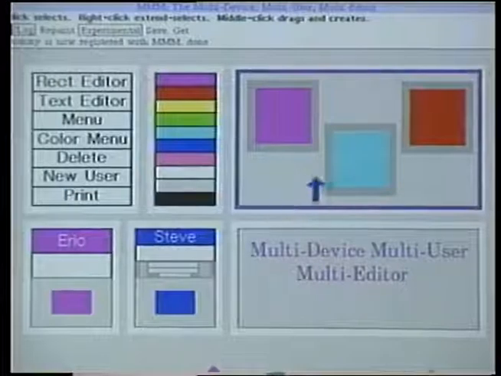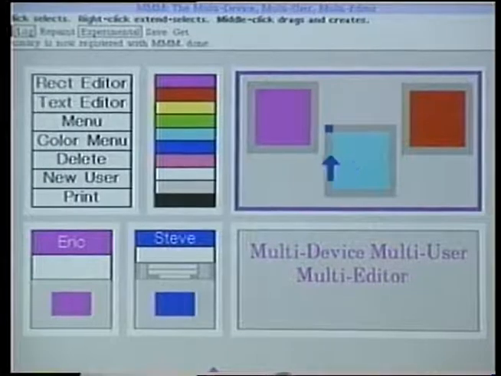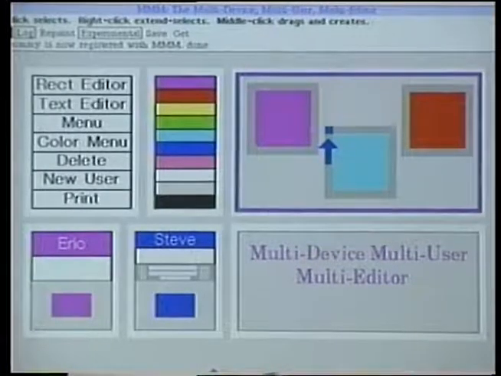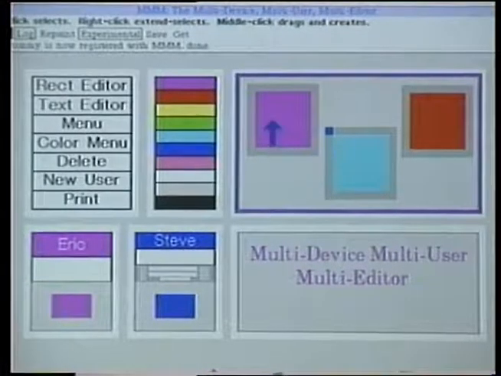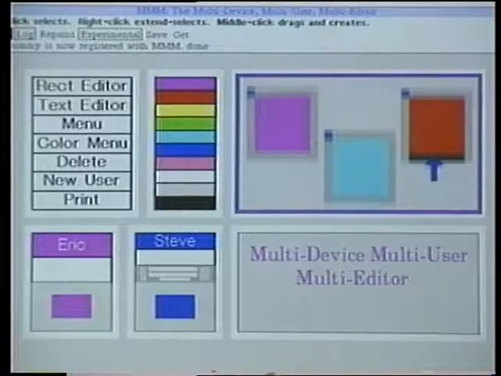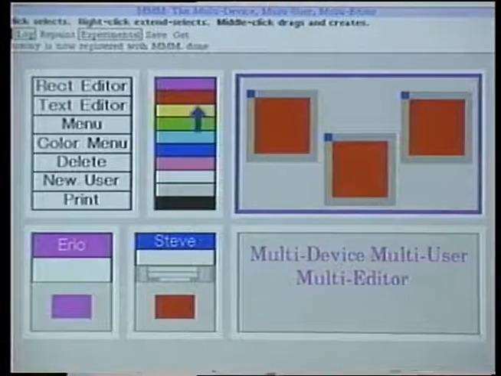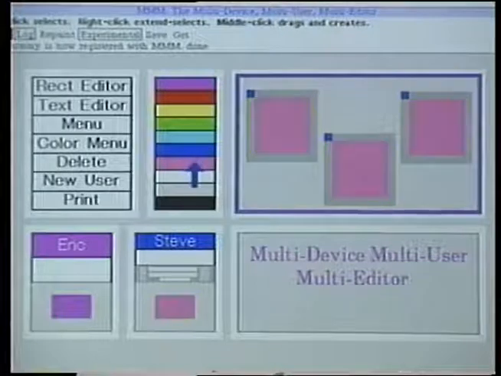Users can select groups of objects and their parts. Here, Steve selects a rectangle. The corner of the rectangle's frame highlights with his cursor color. Steve can extend the selection to include other rectangles as well. During dragging, all of the selected rectangles move as a unit. Likewise, when Steve clicks on a color in the color menu, all of his selected rectangles become that color.